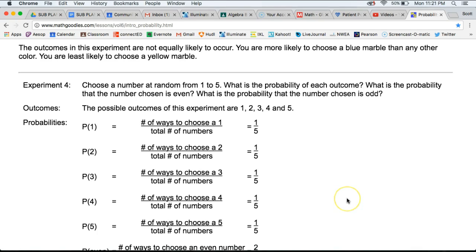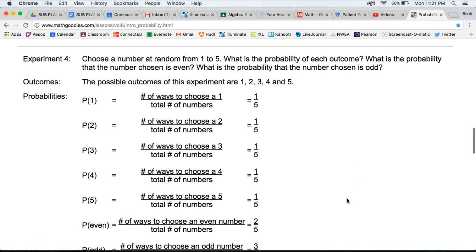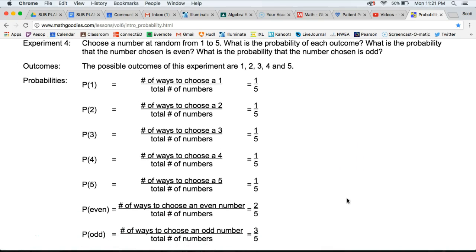Now, let's throw in some different ideas here as we did before. What is the probability of an even number? Well, in this case, the die had an equal amount of even and odd numbers, so the probability of either was equal. Here, I don't have that.